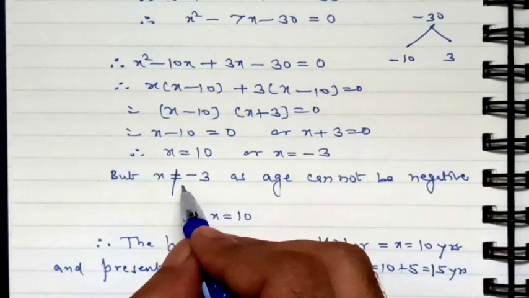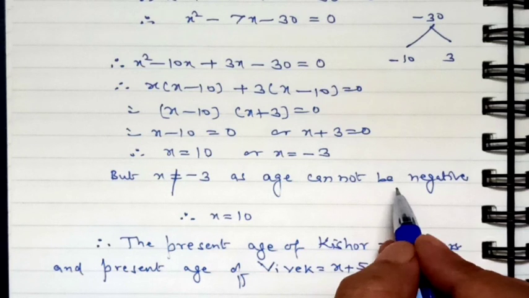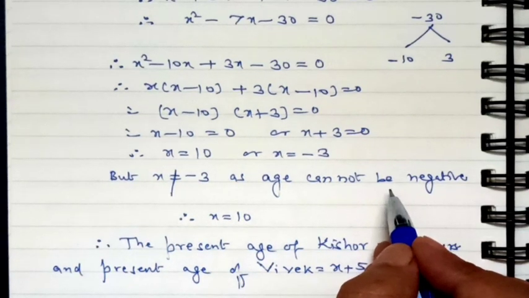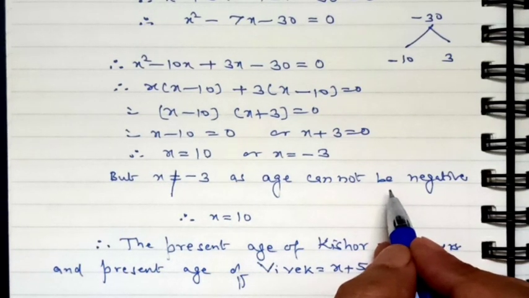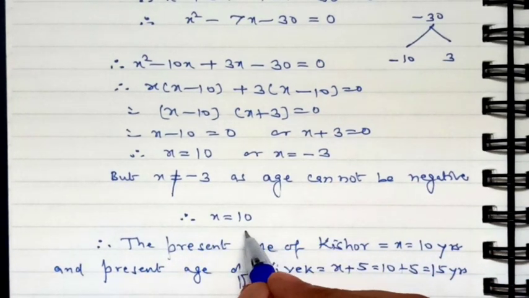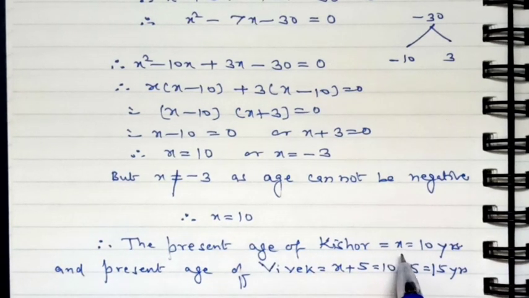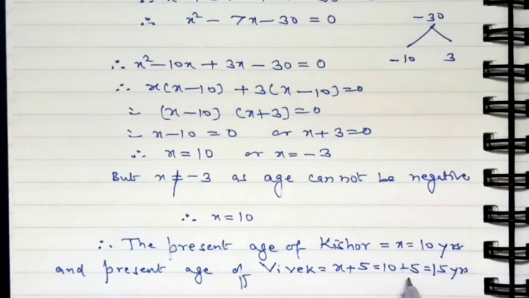Once again, x cannot be equal to minus 3 as age cannot be negative. Age is always positive. Age cannot be 0 also. So x is not equal to minus 3. Therefore x is equal to 10. Once you get x is equal to 10, that means you got the present age of Kishore. So write the answer. The present age of Kishore is equal to x is equal to 10. And the present age of Vivek is equal to x plus 5, that is 10 plus 5 is equal to 15.